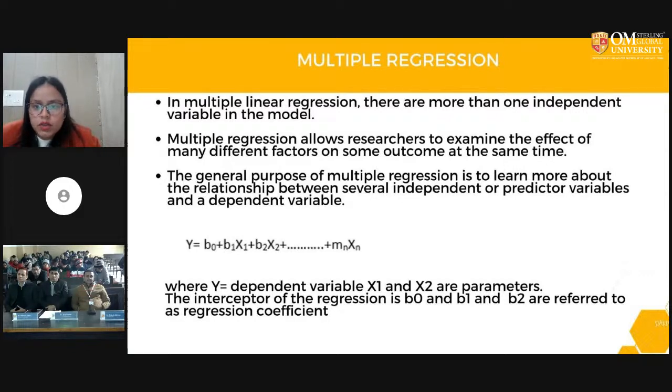So the regression equation will vary somewhat, where all the parameters will be included in the equation, where y will be the same dependent variable, x1 and x2 will be the independent variables, b0 will be the intercept, and b1 and b2 will be referred to as the regression coefficients. These will be the values on the basis of which you will be doing the interpretation. I'll be discussing in a later slide how you interpret the results of multiple regression.